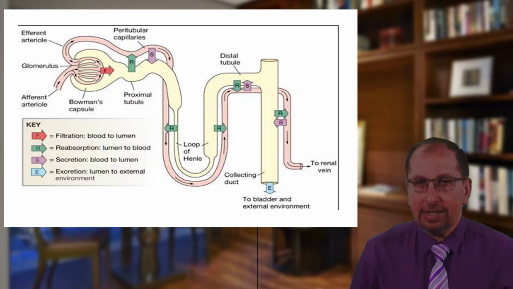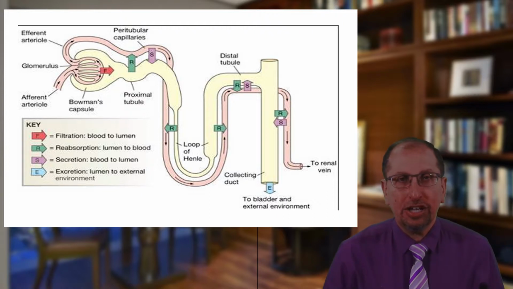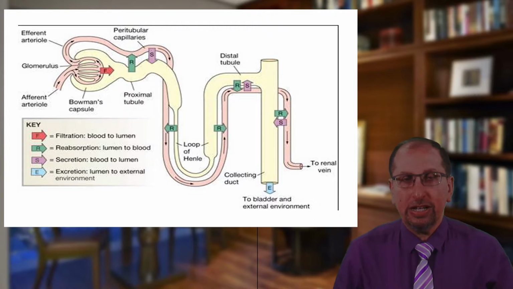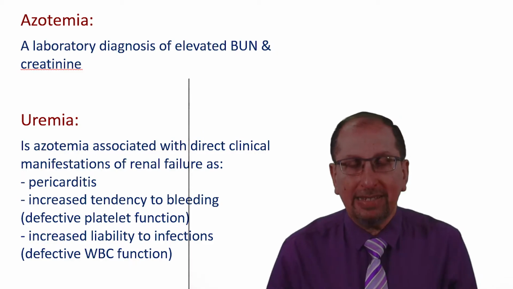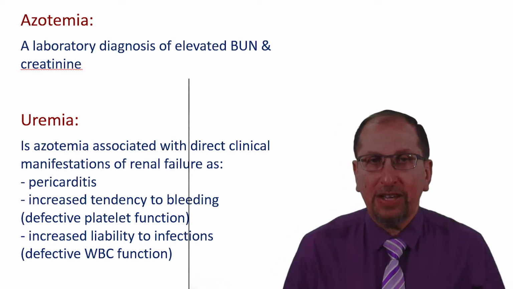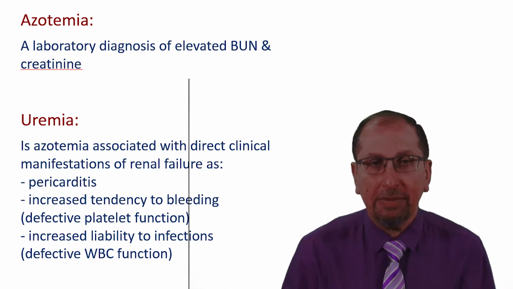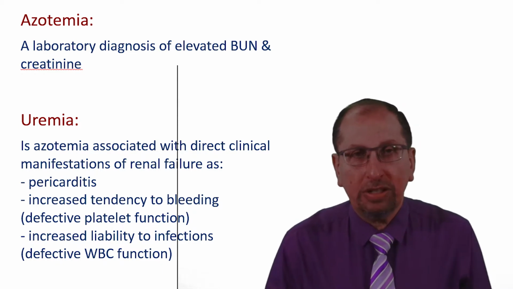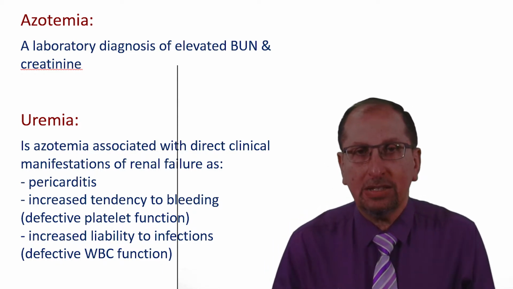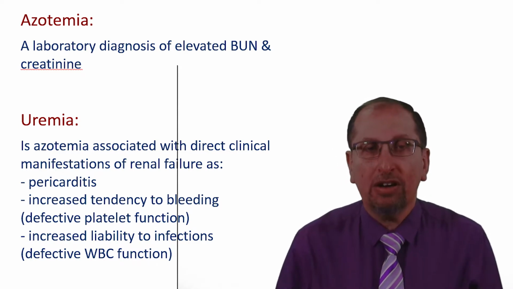Now, renal failure, as I said, is low GFR that leads to accumulation of nitrogenous waste products in the blood, namely BUN and creatinine. And we call this azotemia. So what's azotemia? It's a lab diagnosis of elevated BUN and creatinine. What's the difference between azotemia and uremia? When azotemia is severe enough to be associated with direct clinical manifestations of renal failure, we call this uremia.